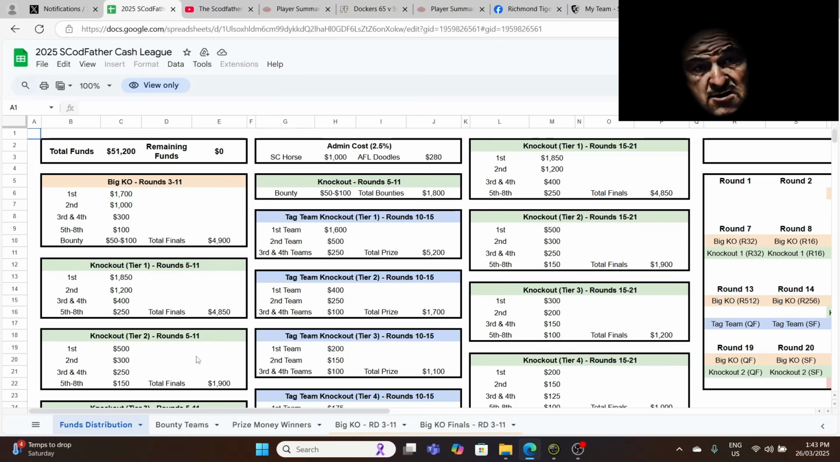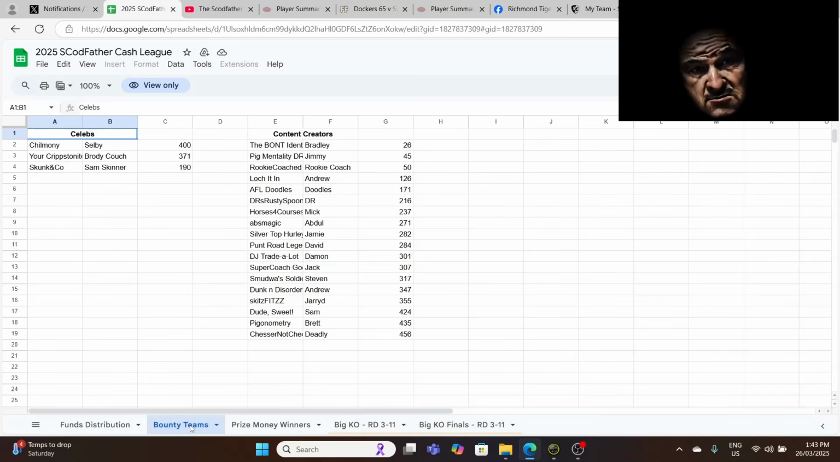Now, you're going to have here bounty teams. Each one of these bounty teams is highlighted. Now, the celebs are worth $100 each. We've got Selby, the goat, and that's Moira's Magic, Chilmoney, I think the team name is now. He's ranked 400 right now in our group, but you can see the rankings here as well. So if you're matched up against Selby this week, and you knock him out, you collect $100.